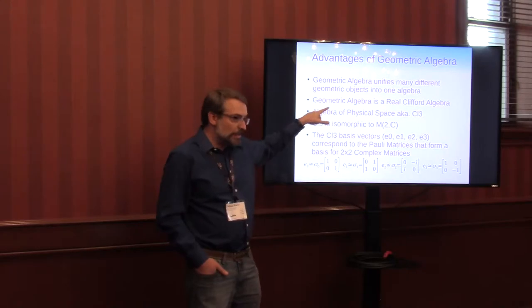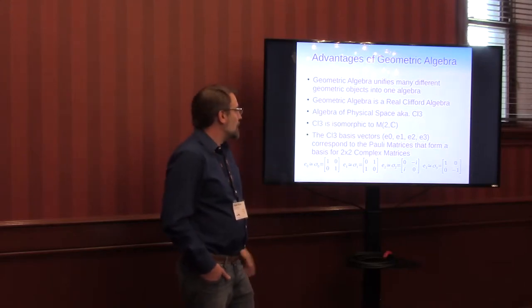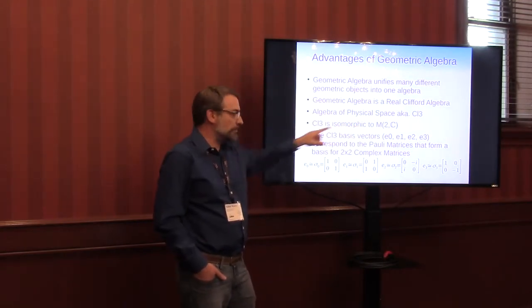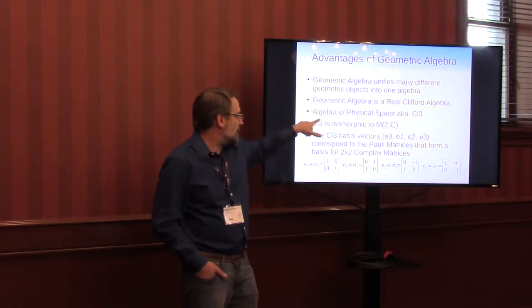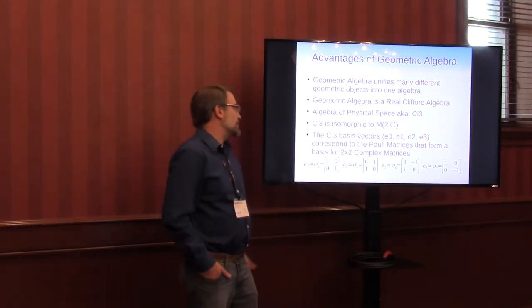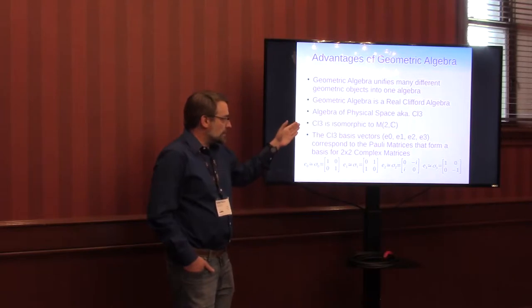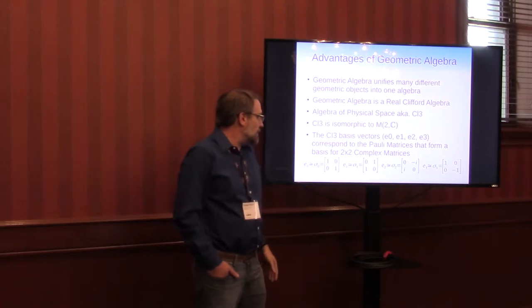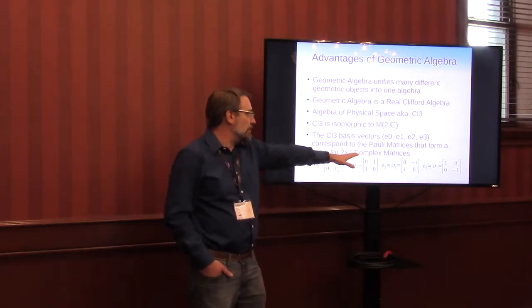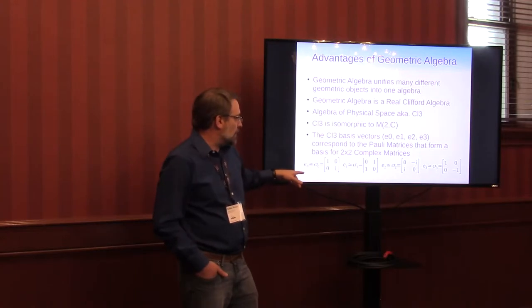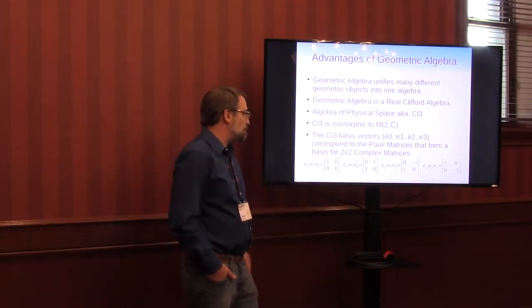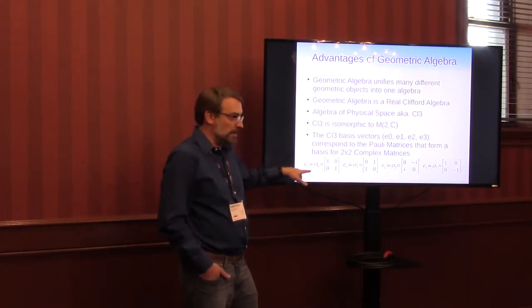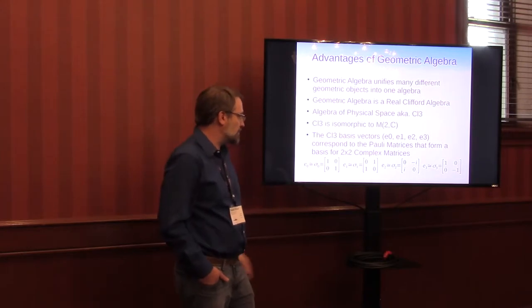Geometric algebra is a real Clifford algebra, and the three-dimensional Clifford algebra of Euclidean space is known as the algebra of physical space. This algebra is isomorphic to 2x2 complex matrices, and it's easiest to see this isomorphism because the basis vectors in the algebra of physical space are isomorphic to the Pauli matrices for 2x2 complex matrices.